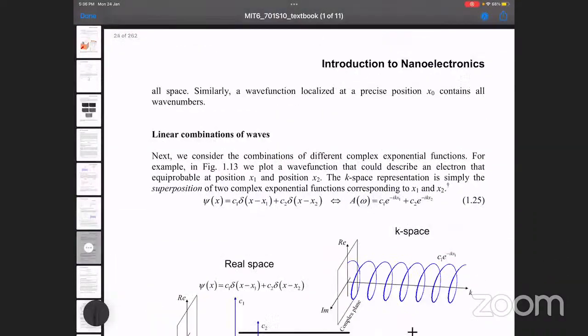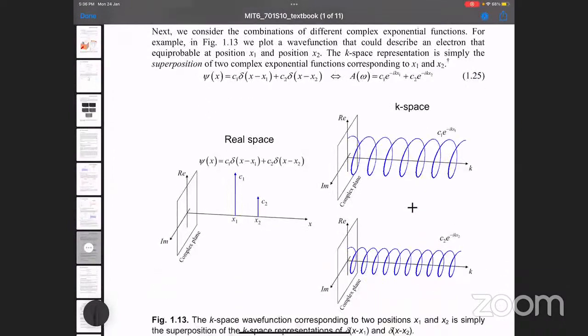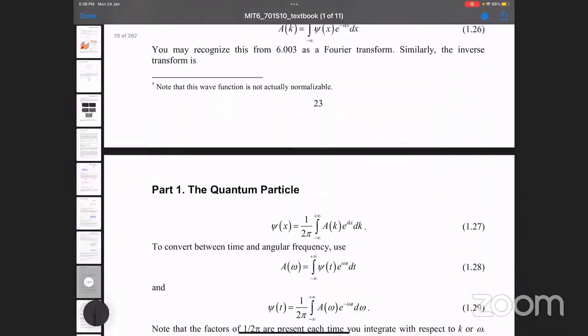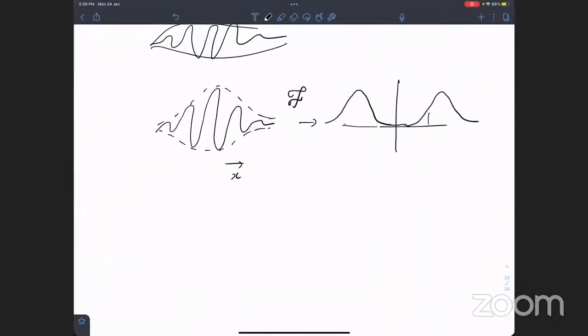This is for you to revise. If I give you now a wave function psi as a function of x and time, you can apply a Fourier transform to it. And essentially you're going to end up with some wave function A that is going to be a function of k and omega, right?